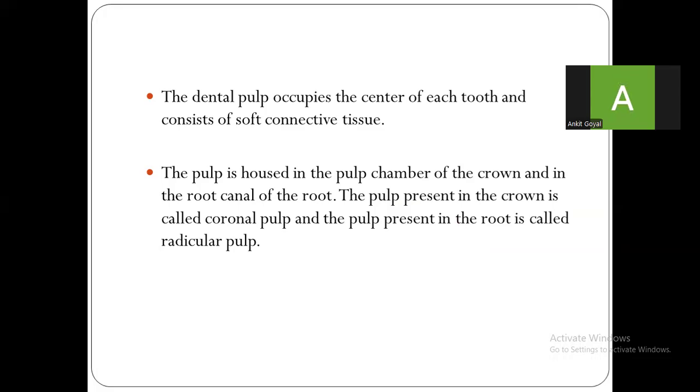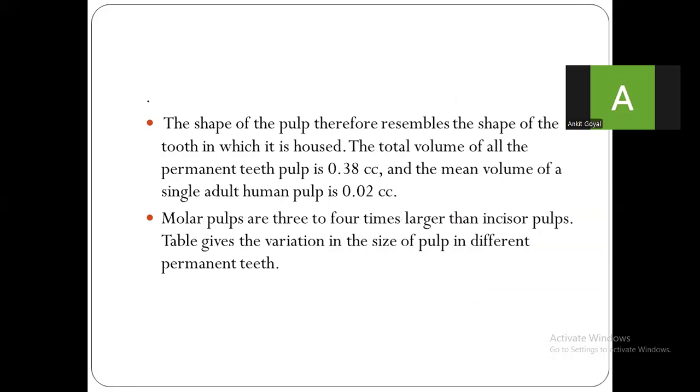The pulp present in the crown is called coronal pulp, and the pulp present in the root is called the radicular pulp. The shape of the pulp therefore resembles the shape of the tooth in which it is housed. The total volume of all the permanent pulp is 0.38 centimeter cube, and the mean volume of a single adult human pulp is 0.2 centimeter cube. Molar pulps are 3 to 4 times larger than the incisor pulp.